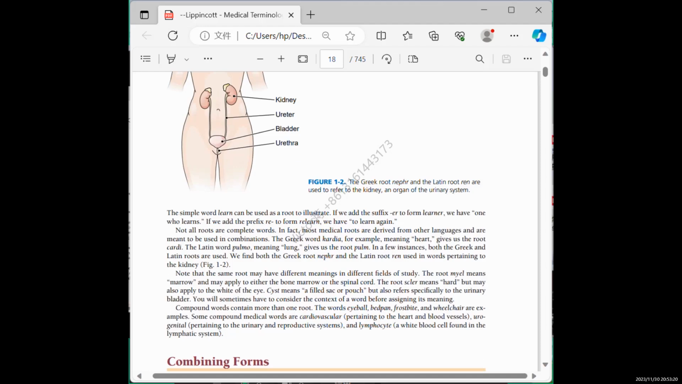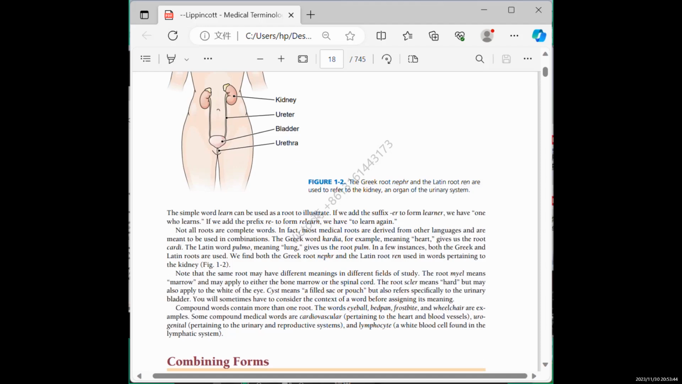L-E-A-R-N can be used as the root to illustrate. If we add the suffix E-R to form learner, we have one who learns. If we add the prefix R-E to form relearn, we have to learn again. So in our plain English, because we're talking about medical English, very professional, this kind of medical terminology.